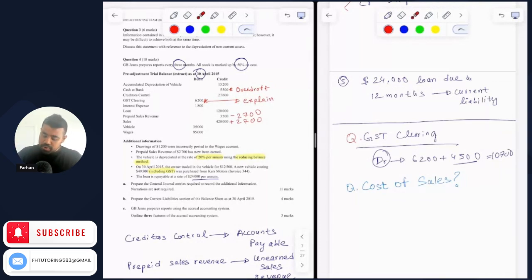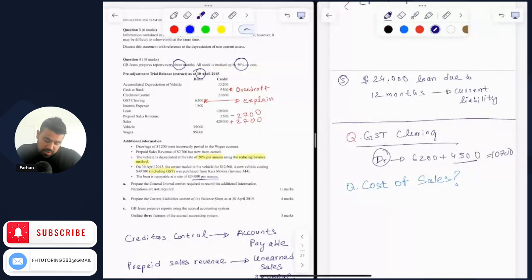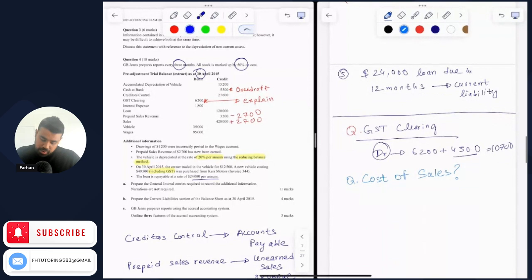What is the cost of goods sold? Do you know how we can find the cost of goods sold? Right. If you check the first line of this question, it says all stock is marked up by 50% on cost. Okay. So first, let's look into the sales. The sales was $420,000 for the pre-adjusted value, and then we added a further $2,700 because you have just earned some sales revenue based on the delivery of goods and services to your customers. So the total sales now is equal to $420,000 plus $2,700, right?